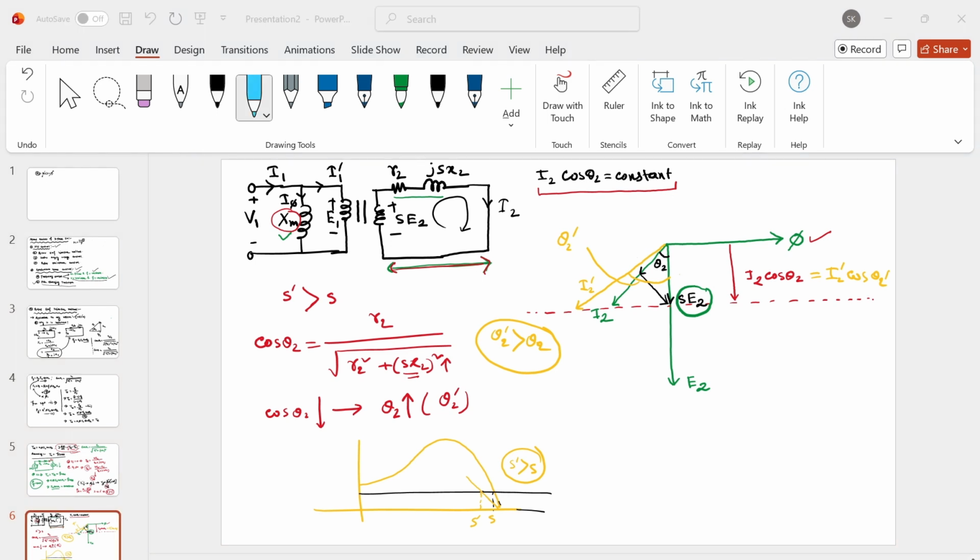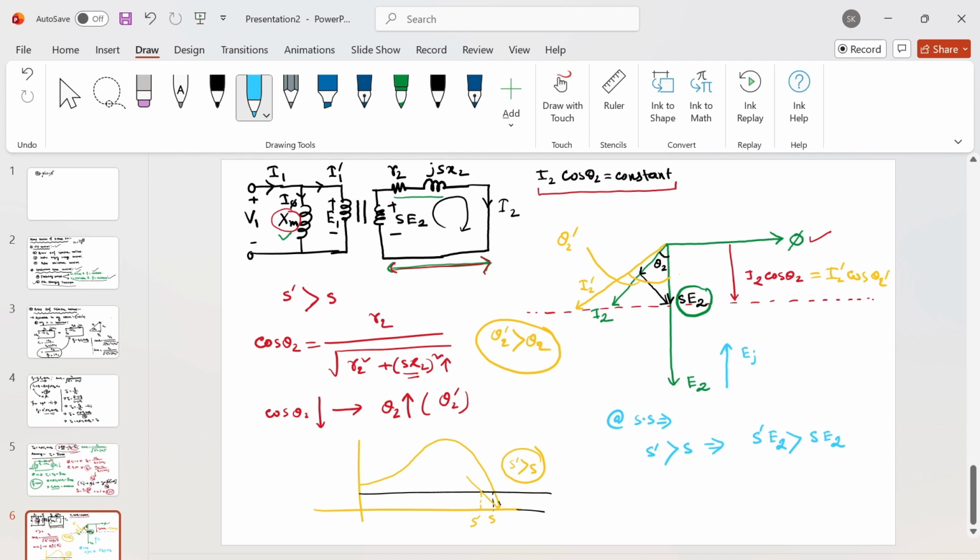Now we will see what will happen to the EJ phasor, or the phasor of the injected voltage from the inverter supply and all. So the EJ is in phase opposition. So if your E2 is in this direction, that will be in phase opposition. So this will be your EJ direction in phasor. And at steady state, we have seen that S prime is more than S, so your S prime E2 will be more than S E2.